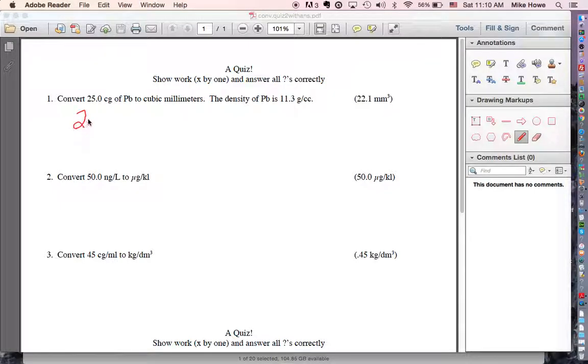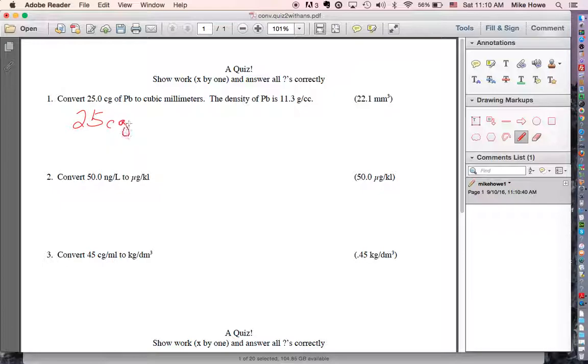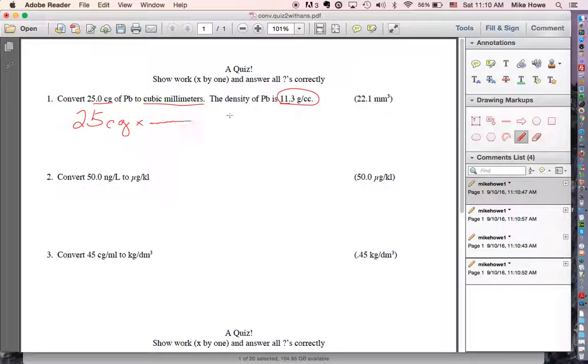So on the first one, we're going to start with 25 centigrams of lead. Since we're given a mass and we're trying to get to a volume, you're tying together mass and volume, so you're going to need to use the density that's given to you in the middle of the problem. So you take your 25 centigrams. Since the density is given in grams per cubic centimeter, you're going to need to change to grams first.